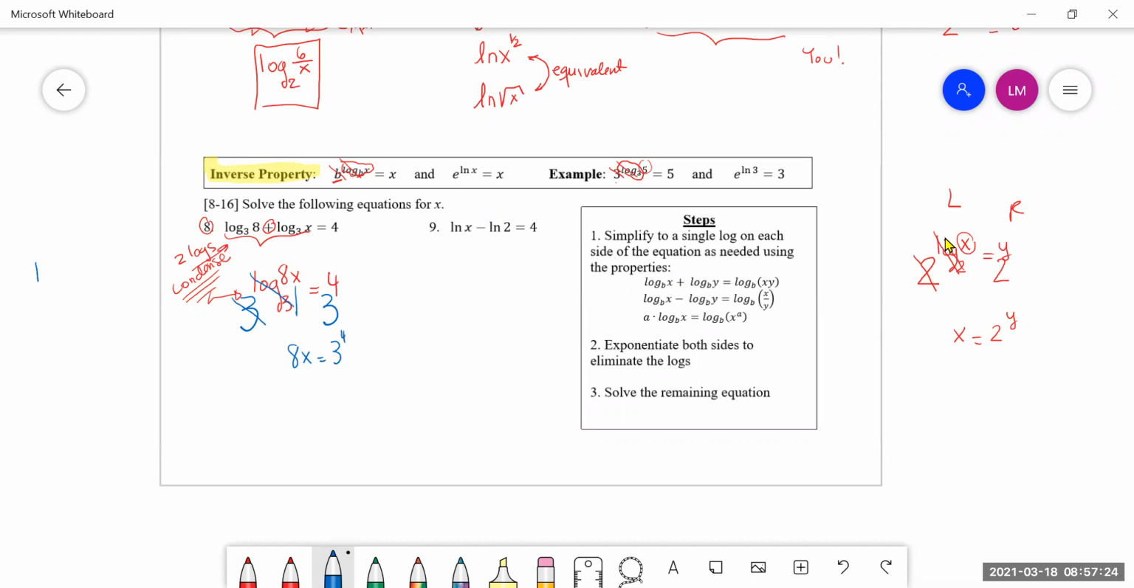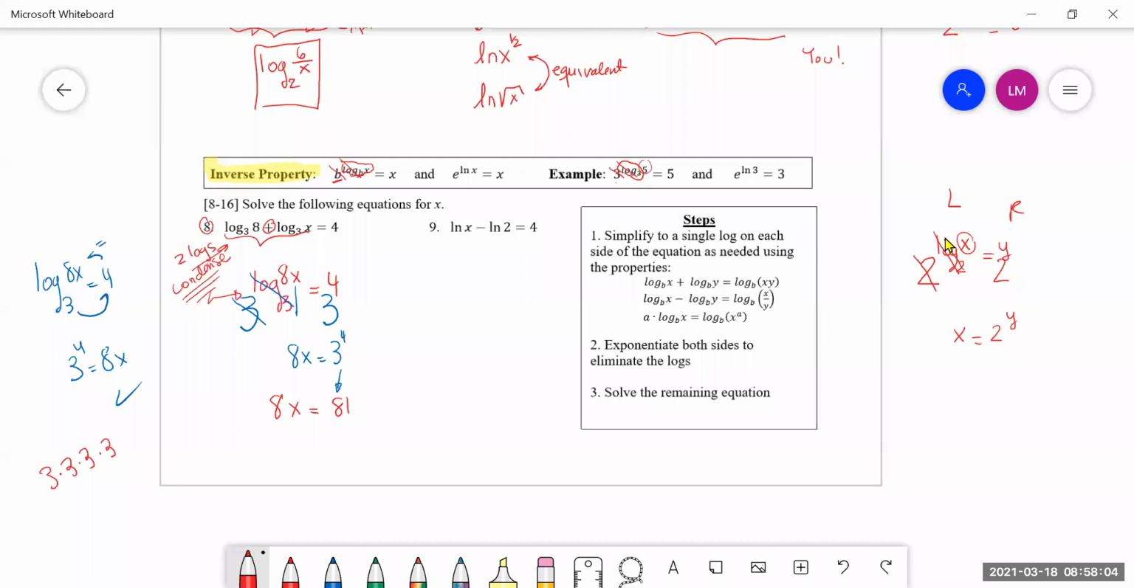Some student says, well, you have log base 3 of 8x equals 4. Isn't it the same thing as just saying 3 to the 4th power equals 8x? Yes, it is. See, it's still a true statement. So the inverse property keeps it a true statement. Now I can continue to evaluate what is 3 to the 4th power. Let me switch it back to red. 8x equals 3 to the 4th power, which is 3 times 3 times 3 times 3, which is 81.